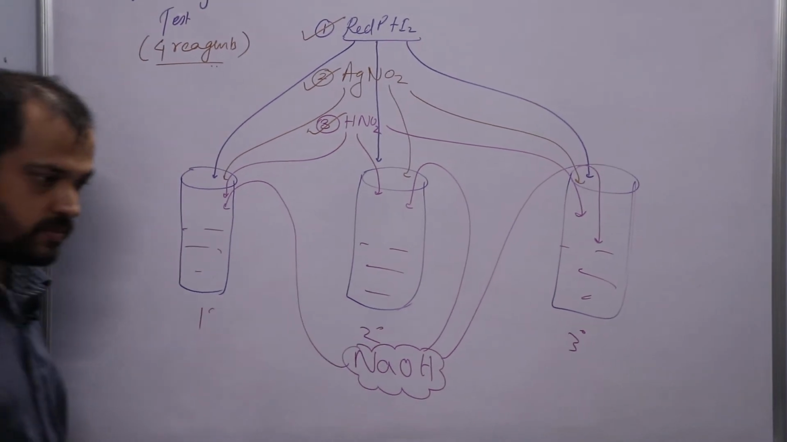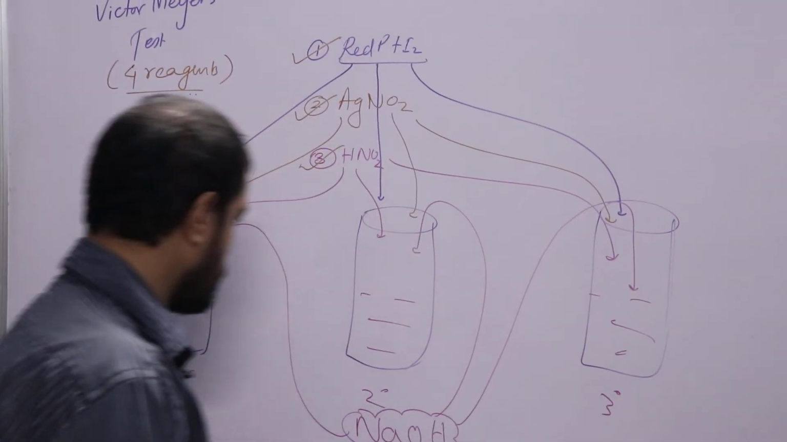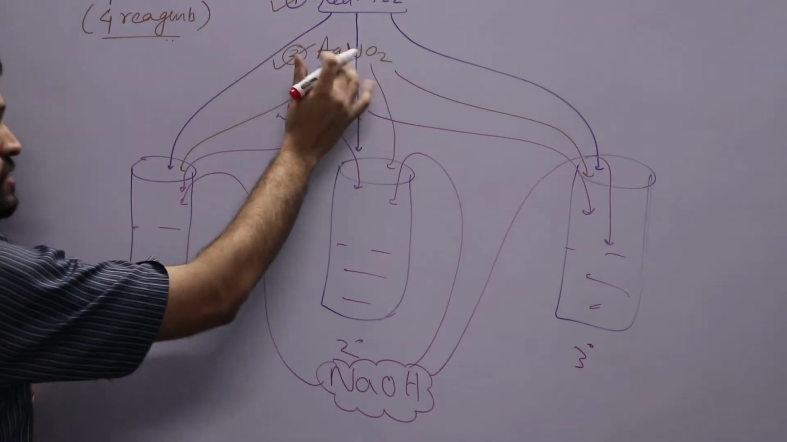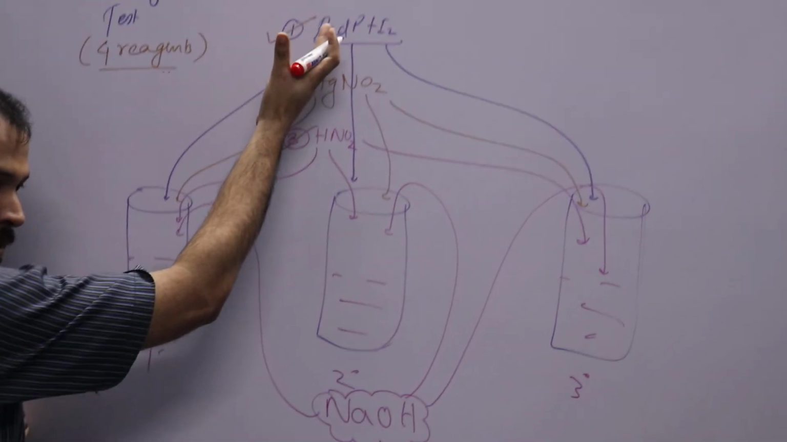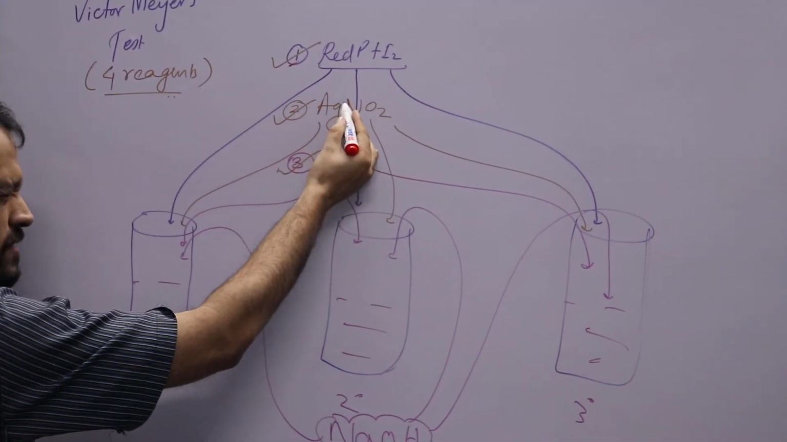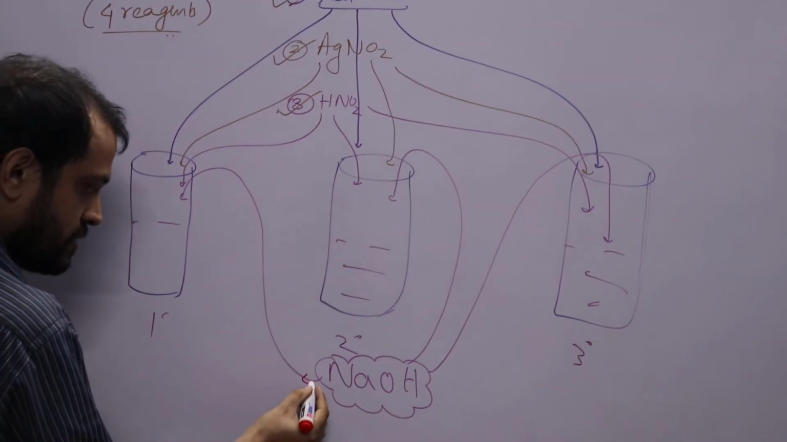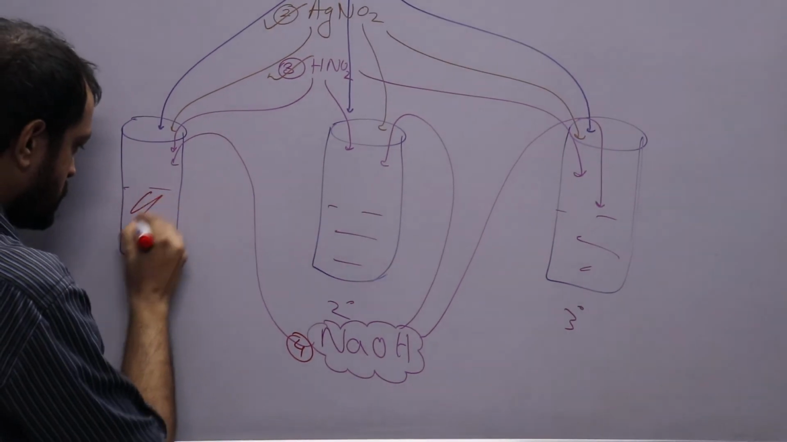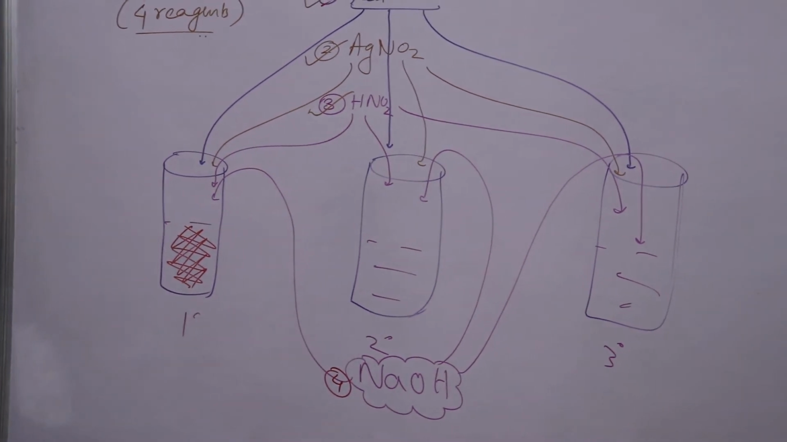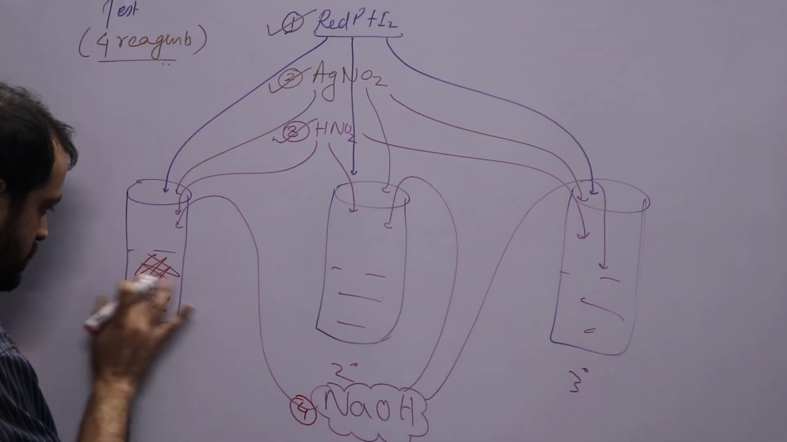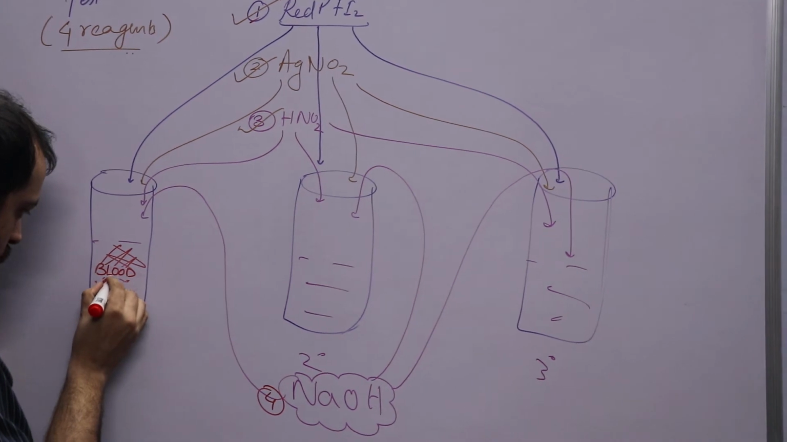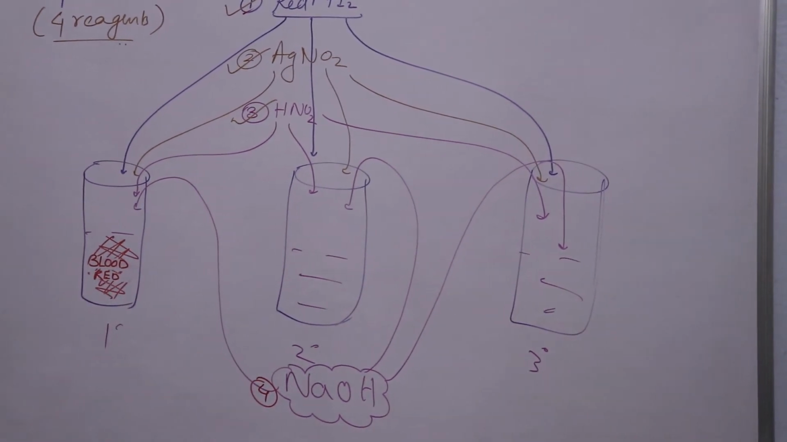Now listen. If we add NaOH, after adding the other 3 in the sequence I have written, that is first red phosphorus and iodine, then silver nitrate, then HNO2, then after that NaOH, then in the first test tube, in which 1 degree alcohol was present, we will see a blood red coloration.